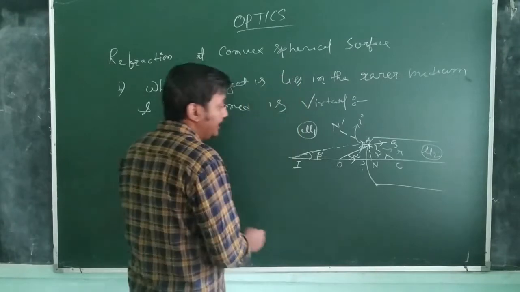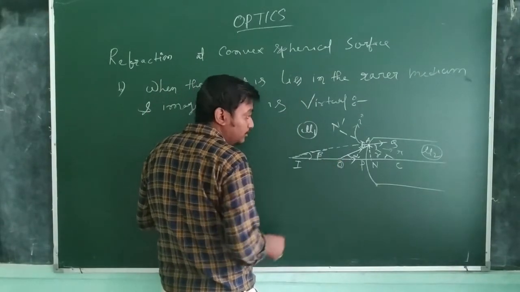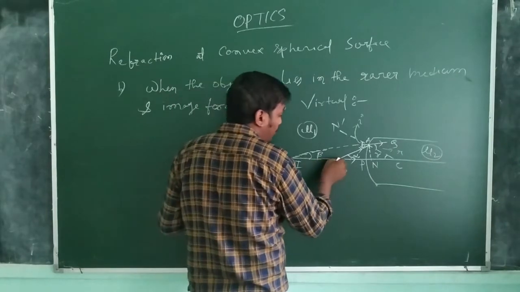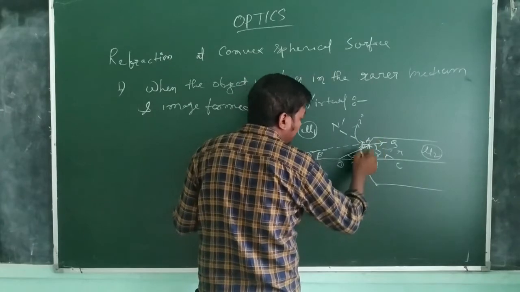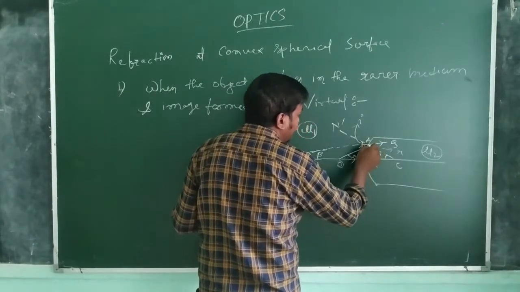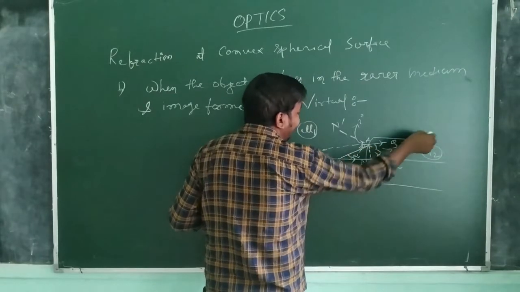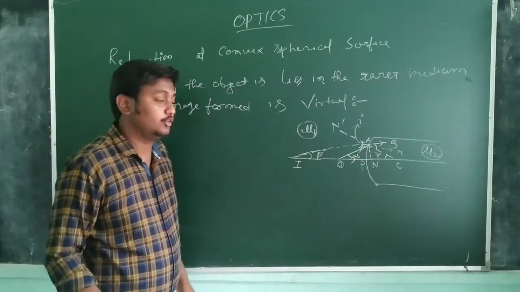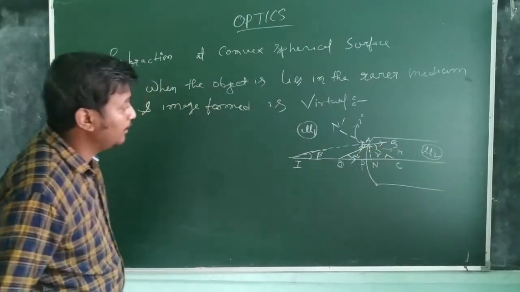We take one point object O. OA is the incident ray, incident on the convex surface at point A, and after refraction it will go along AQ.